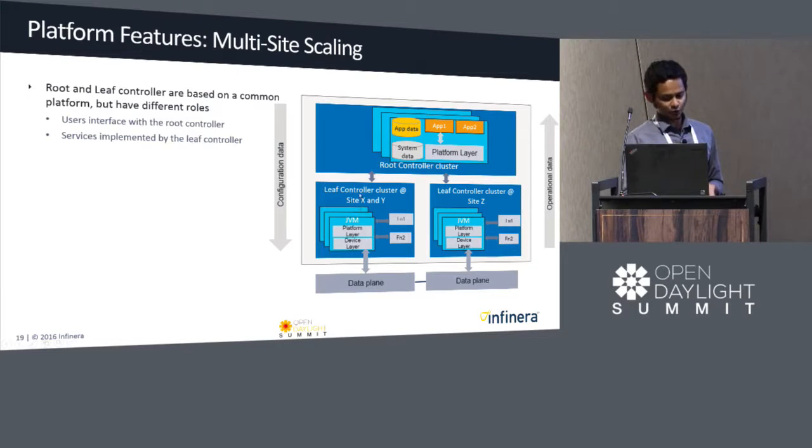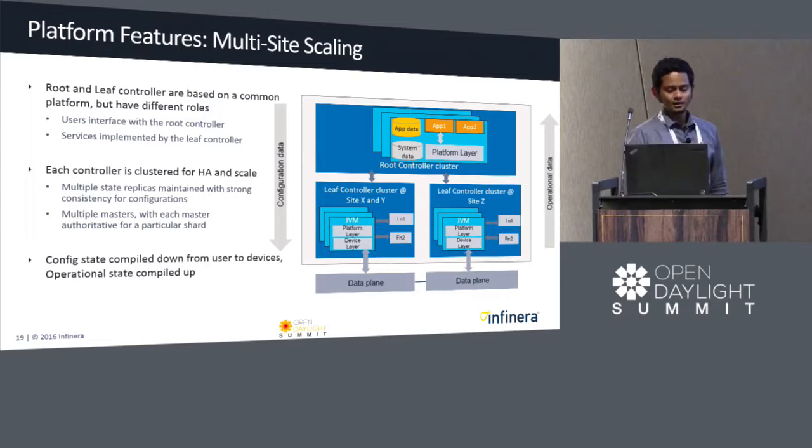And each of these leaf controllers is actually a cluster of its own. So you can see here I have 3 JVMs in the leaf, and I have 3 JVMs in the root, and they all talk to each other using some kind of a distributed message bus. So this is how we make it scale in a geographical sense. And one of the other points I want to point out is that the configuration data trickles downwards southbound, while the operational data goes northbound. So we ensure that the user has to only interact with the root or the global controller, but all the programming is done on the leaf.